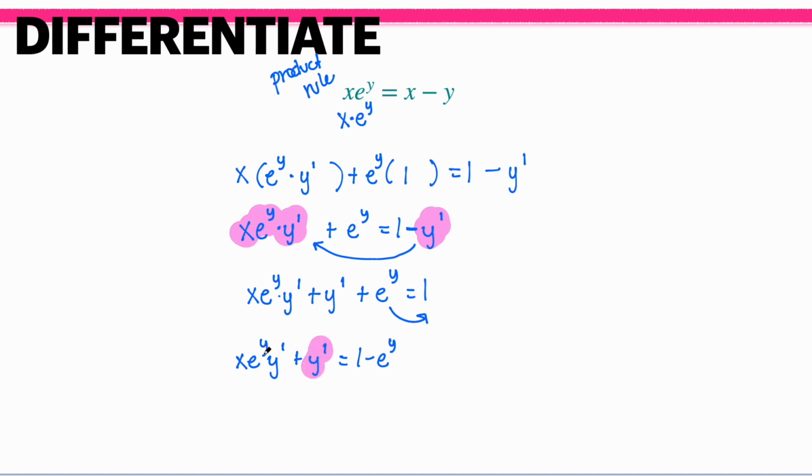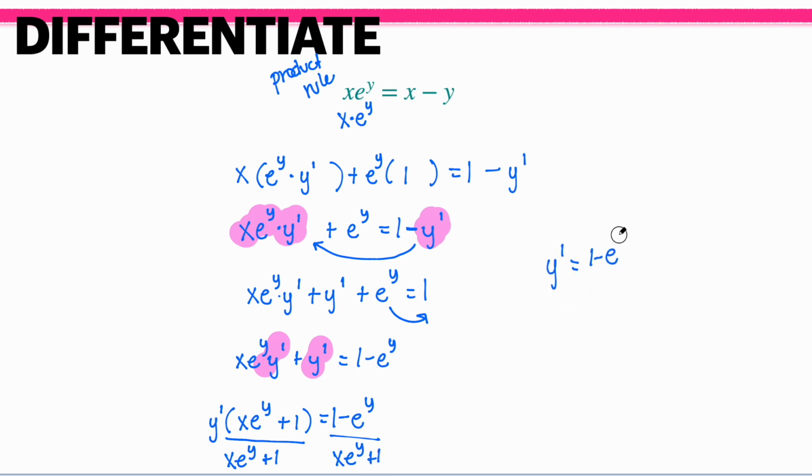Now I have y prime on the same side and I can factor it out. And if I do, I'll get x e to the y plus 1, because I factor the whole thing out, which means I have to have a placeholder, equals 1 minus e to the y. And last, I've got to solve, so I'm going to divide by the parentheses. So my final answer is going to be 1 minus e to the y all over x e to the y plus 1.